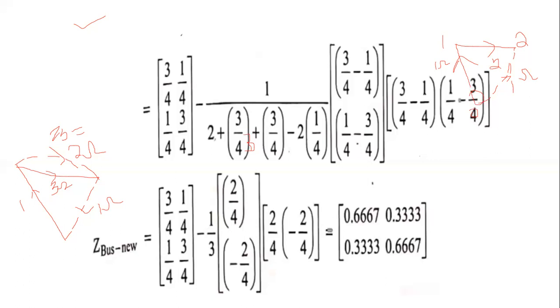Is this the type 1 modification, or this is the type 2 modification, or this is the type 3 modification, or this is the type 4 modification? First of all, we identify which type of modification is there when we are adding the element between those nodes. Then only can we form the Z bus matrix easily for each and every step.